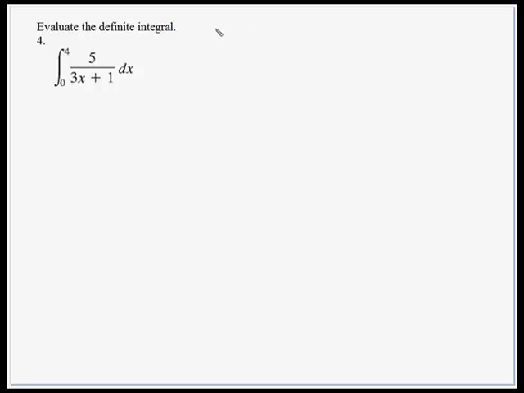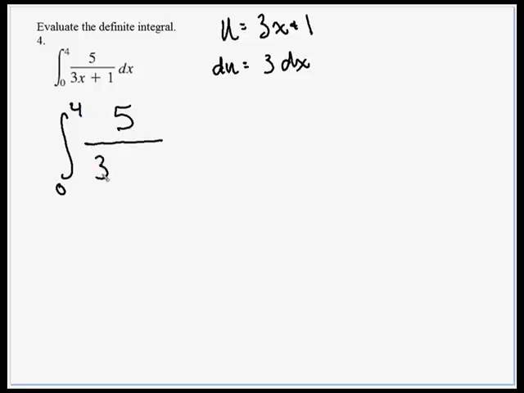So let's let u equal our denominator. U is going to equal 3x plus 1. So then du would equal 3 dx. And the integral that we have, we're going from 0 to 4. Our numerator is 5, and then we have our 3x plus 1 dx. Well, the 5 is a constant multiple. We can pull that out front, leaving a 1 up top. But we need a 3 dx. So for our substitution here, we're going to need a 3 dx. And to balance that out, we're going to multiply out front by its reciprocal, 1/3.